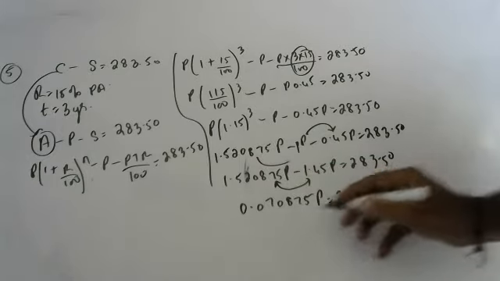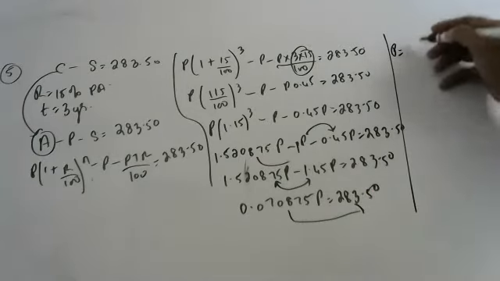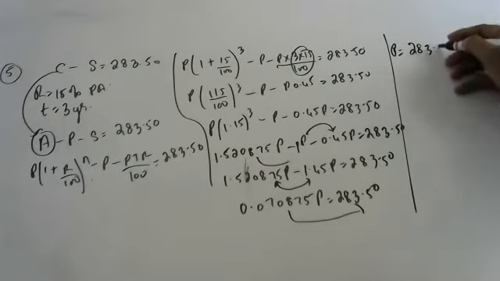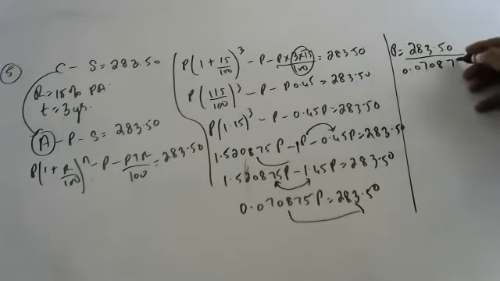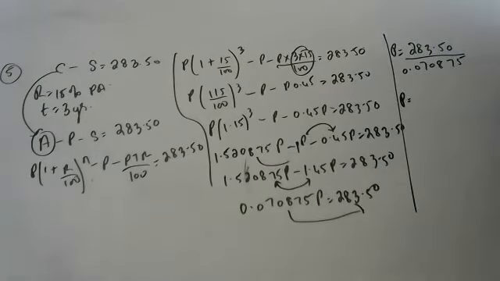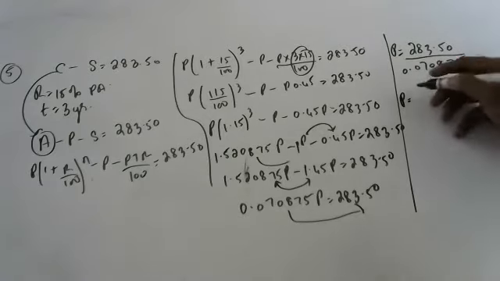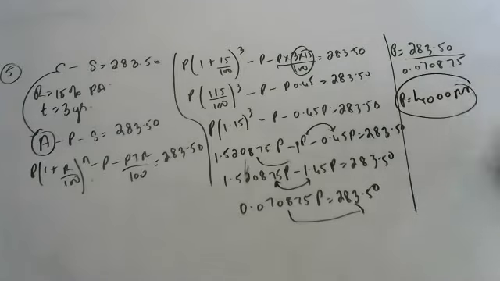0.070875. Correct. Now, if I bring this down, P is equal to 283.50 by 0.070875. Can you tell me this calculation and the final answer? Sir, 4,000 rupees. Thank you. So, Kavalika, the sum amount is 4,000 rupees.